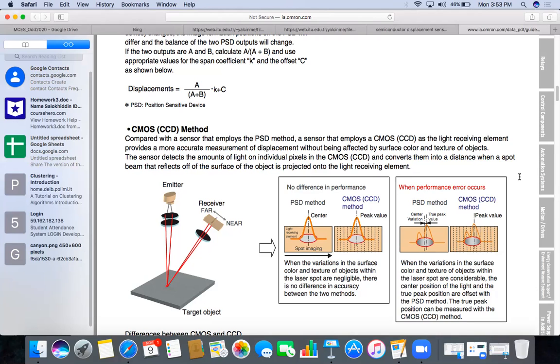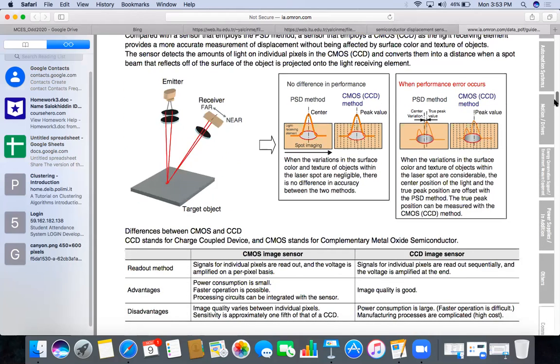Emitter, receiver, near and far end, and the target object are shown. Basically, this is the image formation model and image processing that is used over there, but we are not discussing the details. No difference in performance: PSD method, this is the center, and CMOS CCD method, this is the center and this is the peak value.